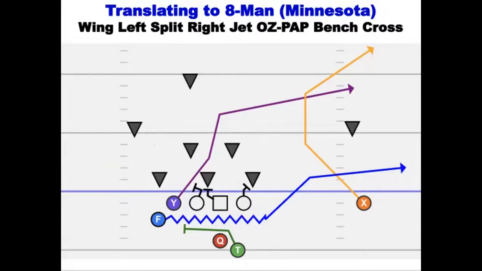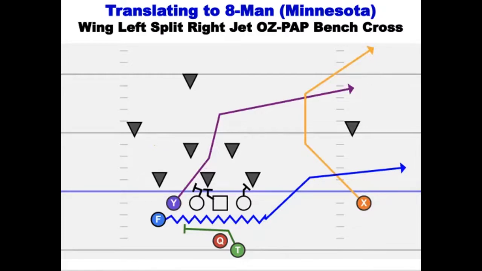This next one: wing left, split right, jet, outside zone, play action pass, bench cross. It's a handful of a play again, but let's get into this. So the jet motion here is coming across. They're faking an outside zone run to the left with a bench concept. So once again, a shake bubble over here, or shake flat, and then you got a Y cross to the right.